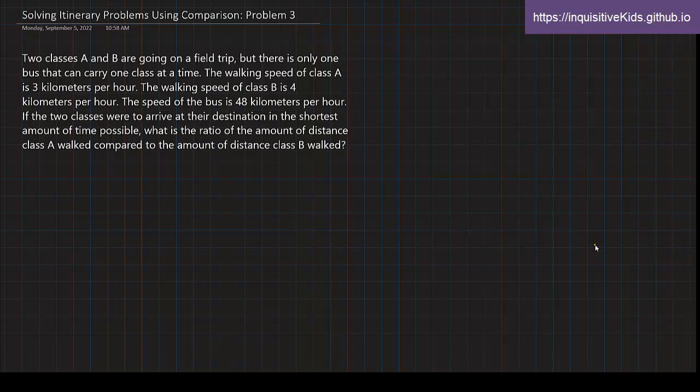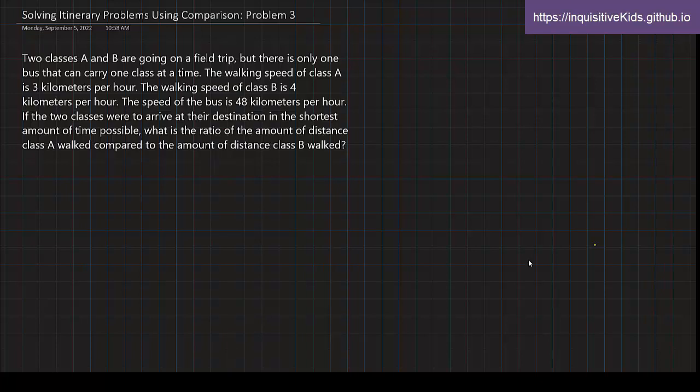Problem 3. Two classes A and B are going on a field trip, but there is only one bus that can carry one class at a time. The walking speed of Class A is 3 kilometers per hour. The walking speed of Class B is 4 kilometers per hour. And we know that the speed of the bus is 48 kilometers per hour. If the two classes were to arrive at their destination in the shortest amount of time possible, what is the ratio of the amount of distance Class A walked compared to the amount of distance Class B walked?